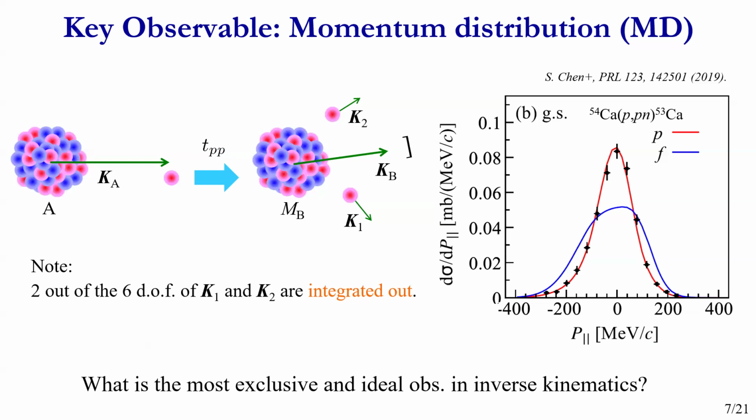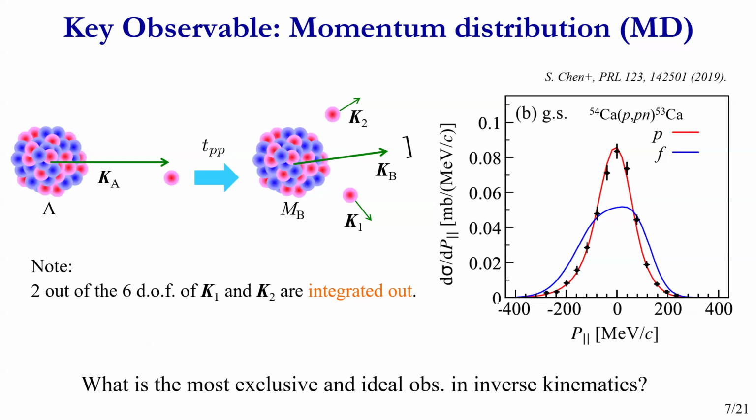But here, I would like to point out that, okay, this momentum distribution is very good, but as I said, there are 6 independent variables. But in this case, only this K_B and M_B were specified, right? So in that sense, this is a kind of inclusive measurement, not a kinematically complete measurement. So 2 out of 6 degrees of freedom of K1 to K2 are integrated out. So maybe we can consider what is the most exclusive and ideal observable in inverse kinematics.